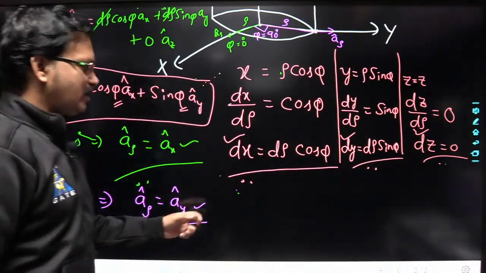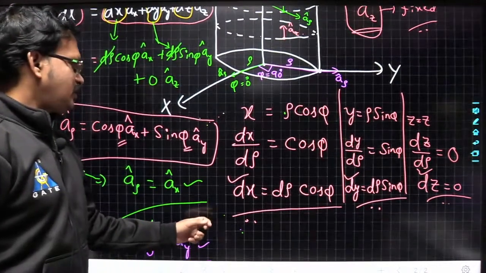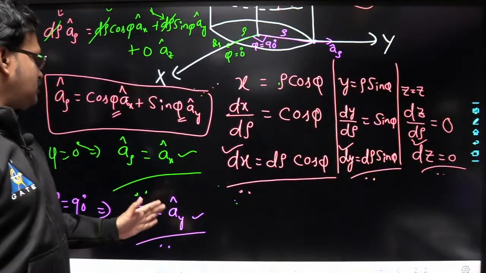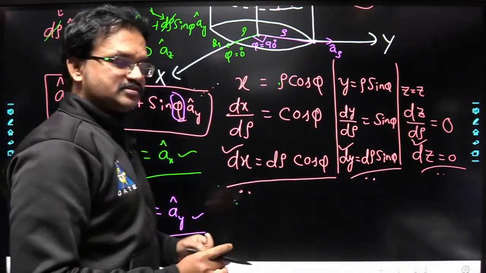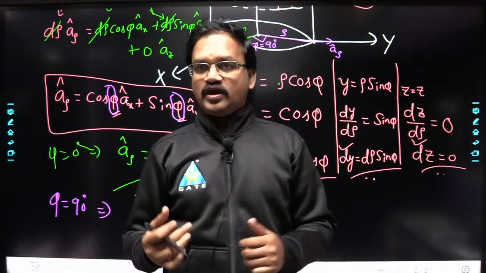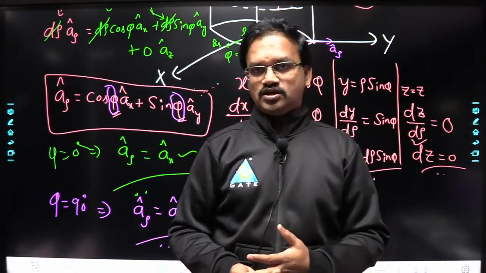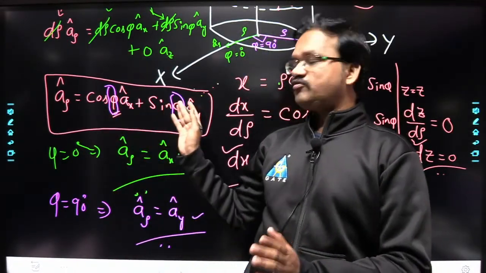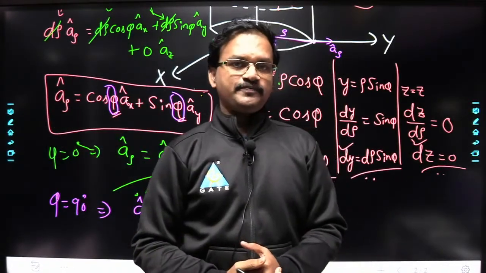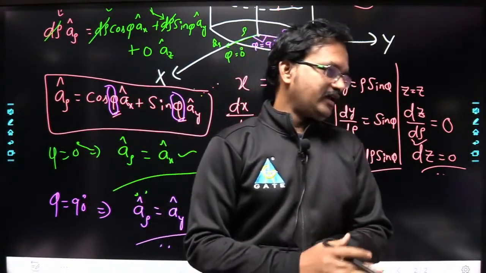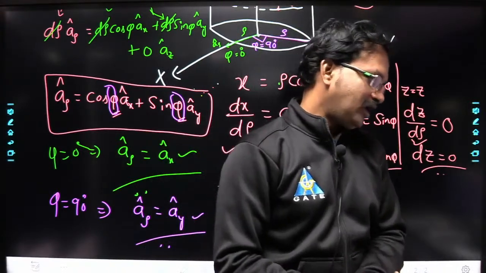So in this manner, the a rho cap direction is going to depend upon phi. As phi varies, the direction of a rho cap also changes. So if you substitute different values of phi, you can determine the directions of a rho cap. Understood? Is it clear up till now?